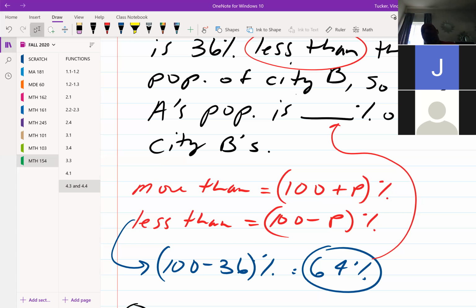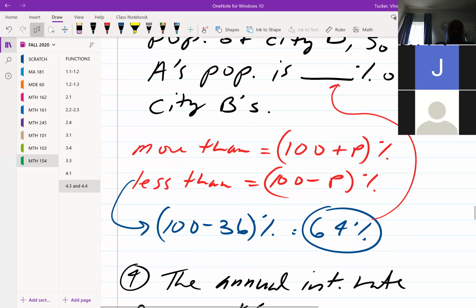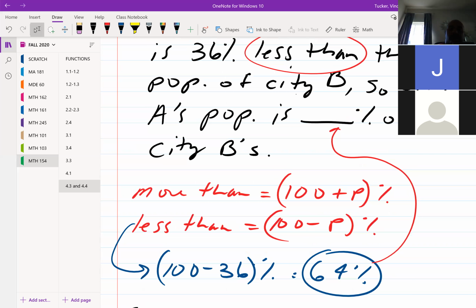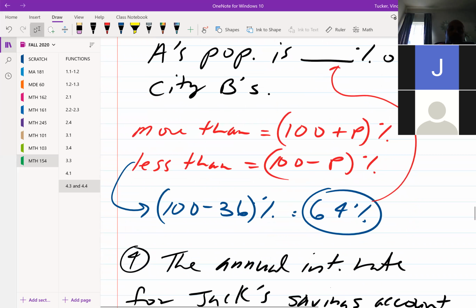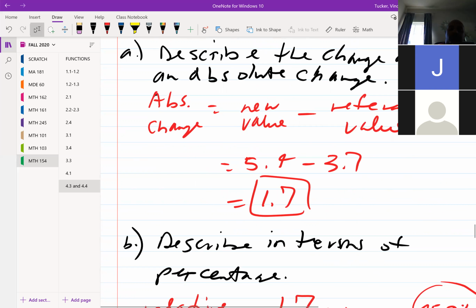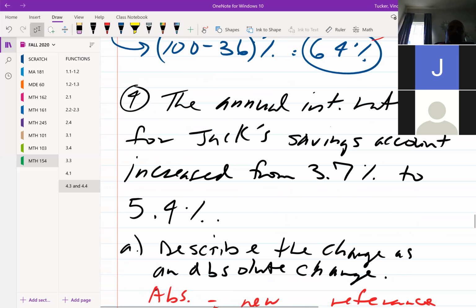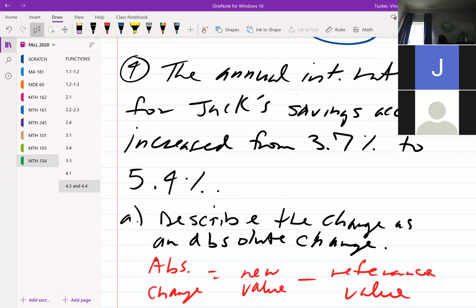All right. Questions on that? Let's see, I got another one. Yeah, I thought so. All right. So here, the annual interest rate for Jack's savings account increased from 3.7% to 5.4%.